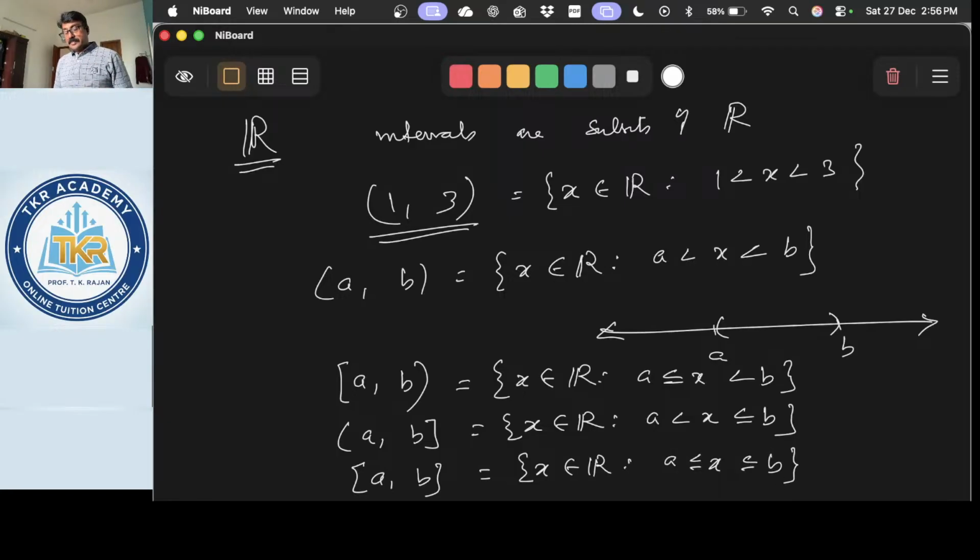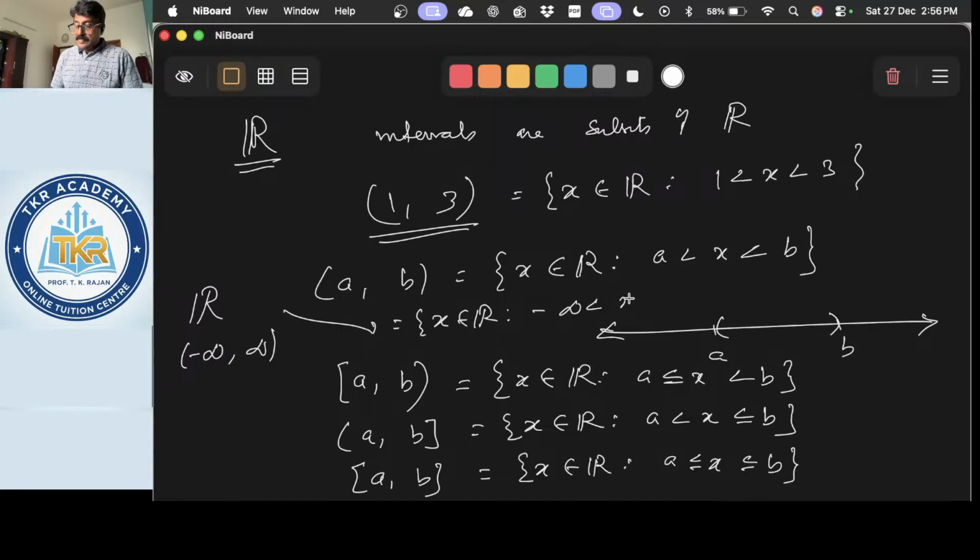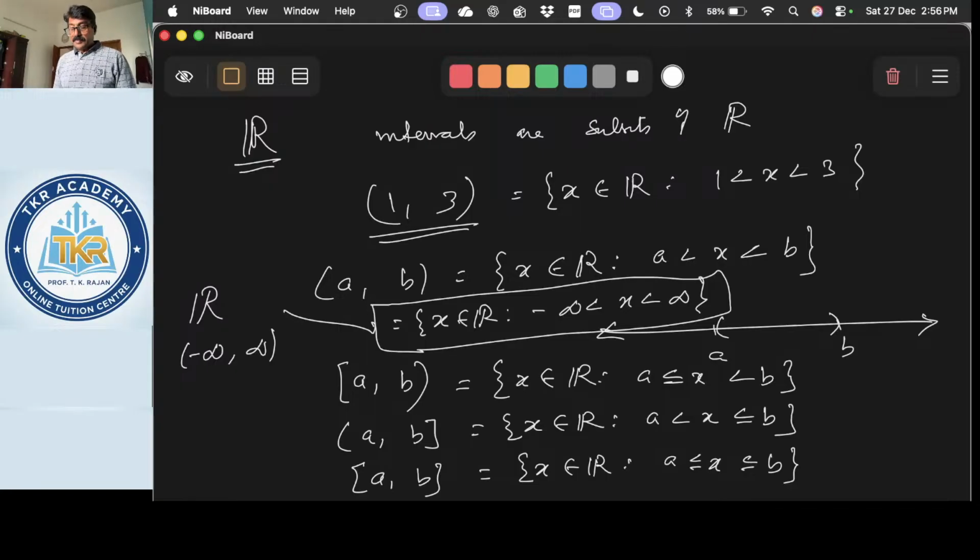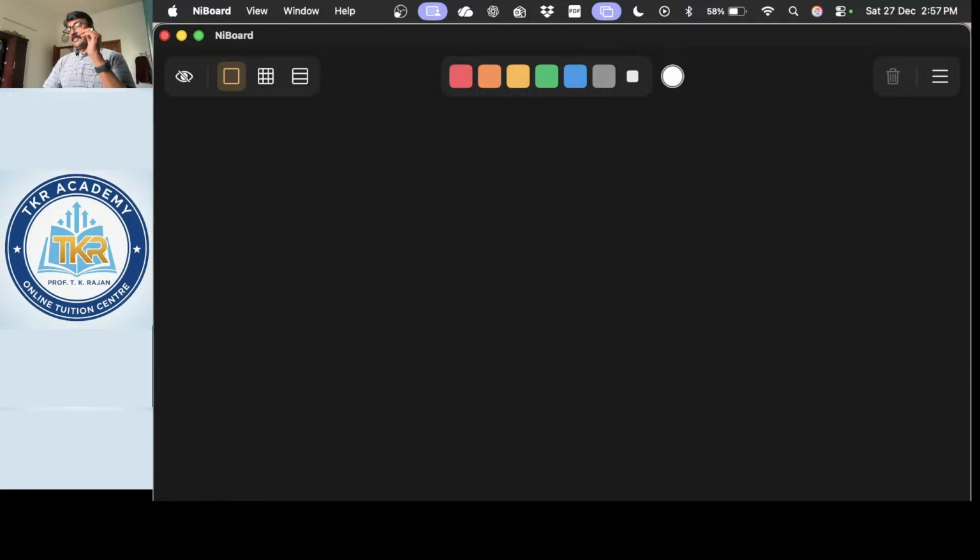These are some subsets which are very important in the real number system, subsets of R. And the whole R is also an interval. It is written as (−∞, ∞). You can say R is the set of all x in R such that −∞ < x < ∞. This way we can write R. So these are some particular subsets of R called intervals in R.